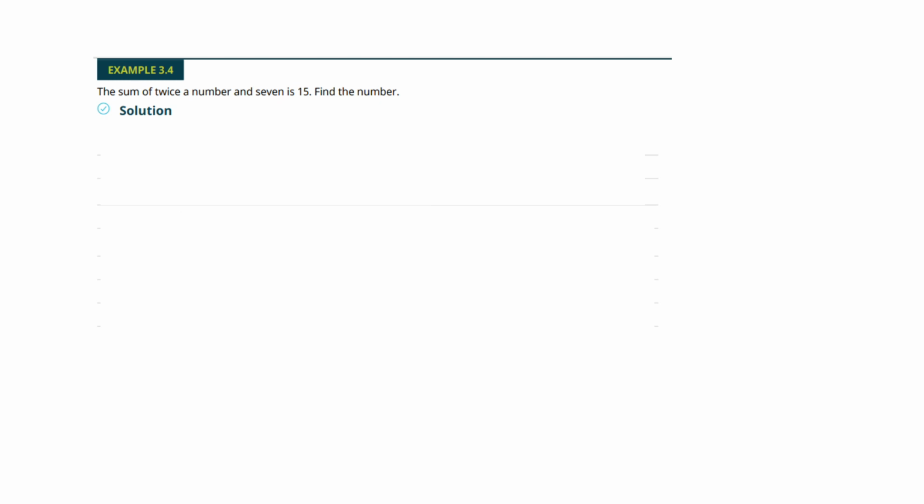Okay, the sum of twice a number. So again, here's the missing number. That's what I don't know. So the sum, I'm going to give an addition sign, twice that missing number would be this. So we're adding together twice that number and 7. Wouldn't that be this? Is 15.